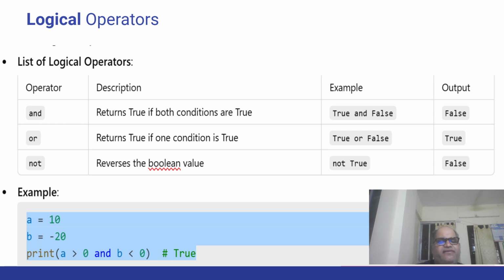So A is 10, B is minus 20. Now if you are checking if A is greater than 0, what will it be? Since A is 10, it is greater than 0, so this is true. And B is less than 0, it is also true. So true and true will result in true.